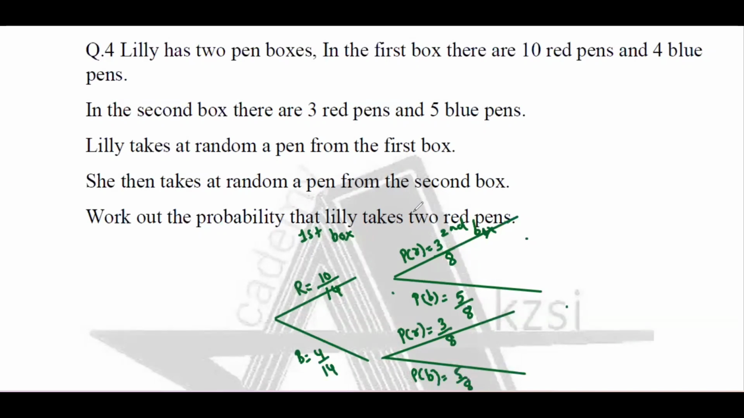Now let me see what the question is. Work out the probability that Lily takes 2 red pens. So I have to pick a branch of red pen and then a red pen. So I can say 10 over 14 times 3 over 8. This will be equal to, you can simplify, 15 over 56. This is your final probability.